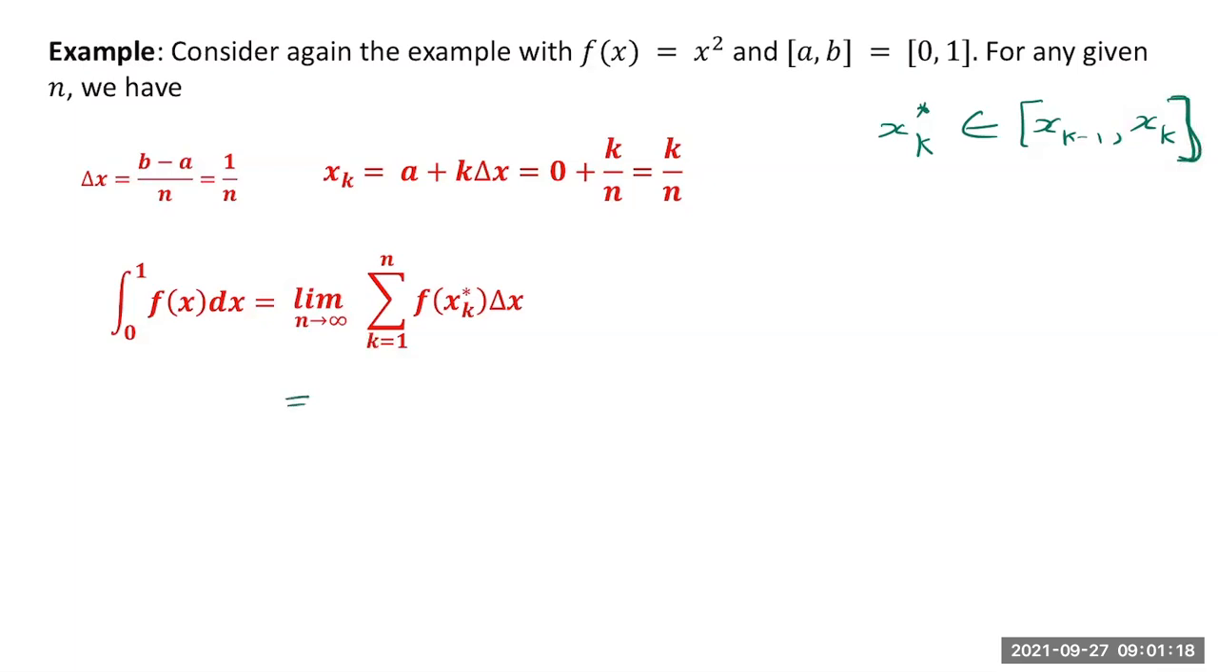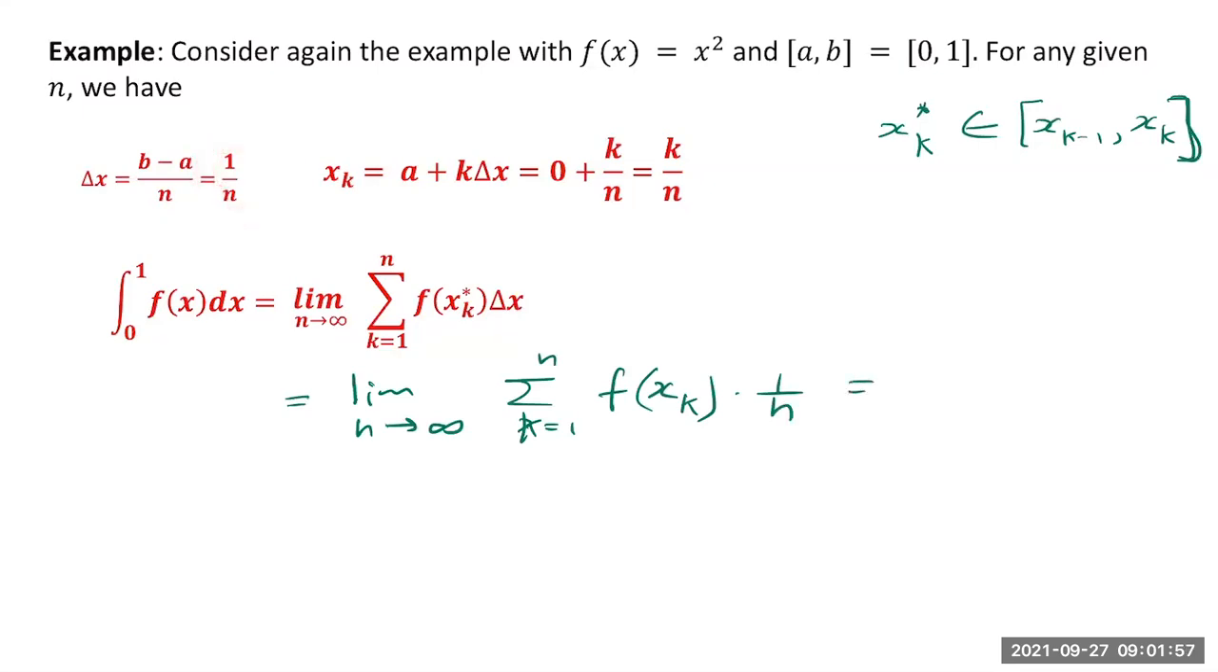So let's see if we can find the definite integral. This is going to be equal to the limit as n approaches infinity of sigma k goes from 1 to n, f of, I'm going to take my xk star to be xk. I'm taking the right sum here, times delta x. Delta x is 1 over n.